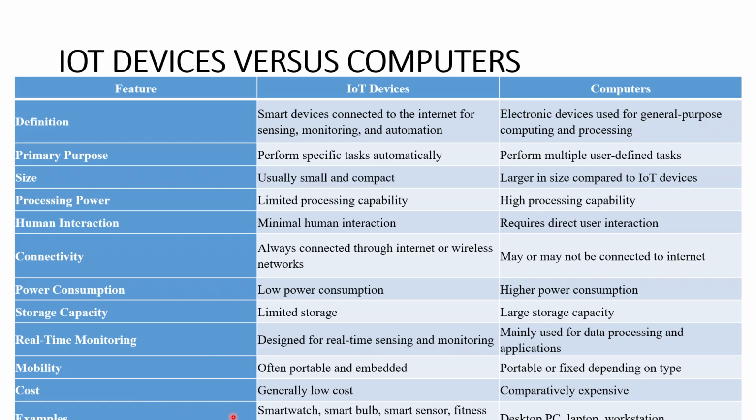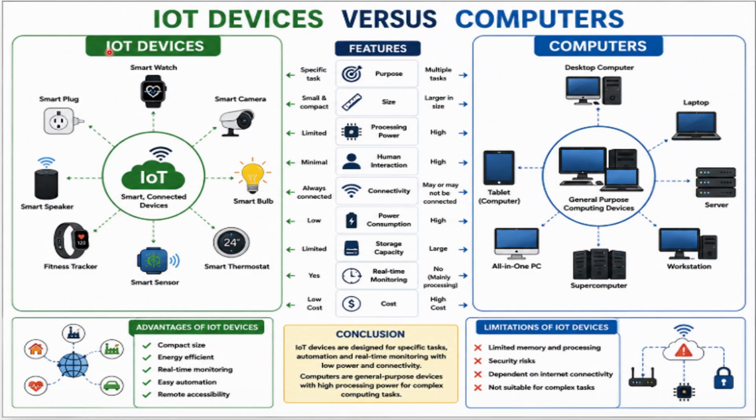Examples of IoT: some examples are smartwatch, bulbs, sensors, fitness tracking systems, etc. These are all laptop, workstations, desktop computer, etc. Okay, these are all a diagram for IoT devices versus computers. See, some of the IoT devices are smart plug, smart watch, camera, smart bulb, smart thermostat, smart sensor, fitness tracking devices, smart speakers, etc. And computers: desktop computers, laptop, as you all know, servers, workstations, supercomputers, etc.